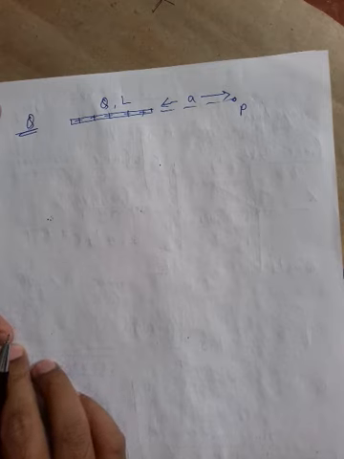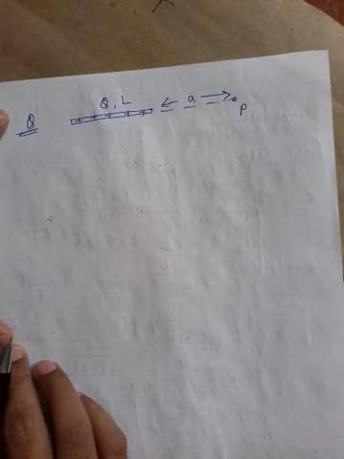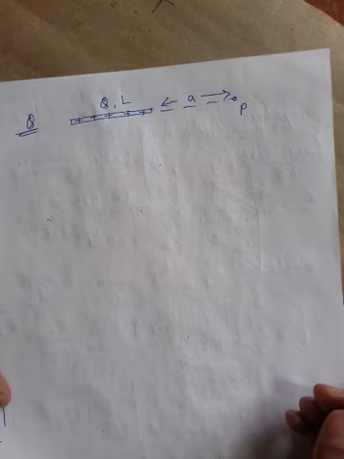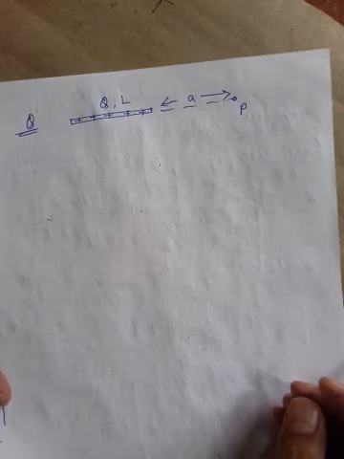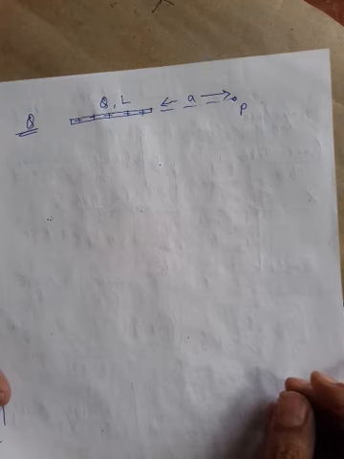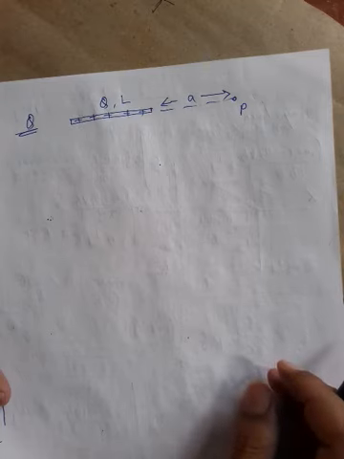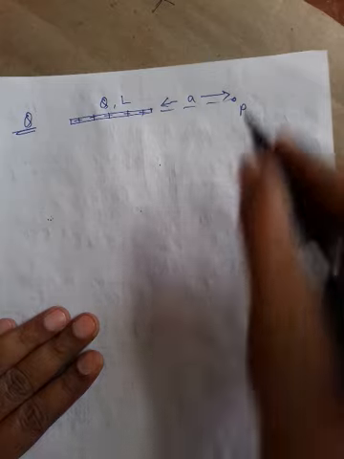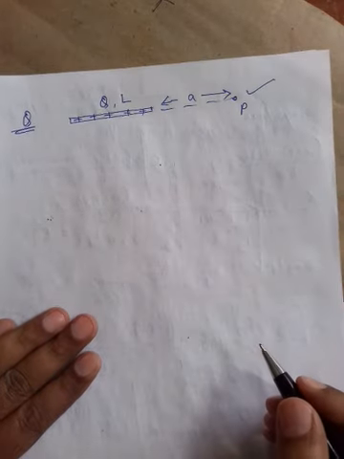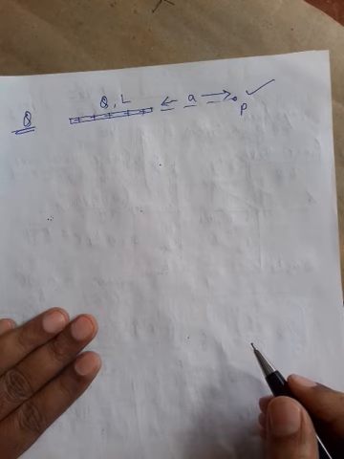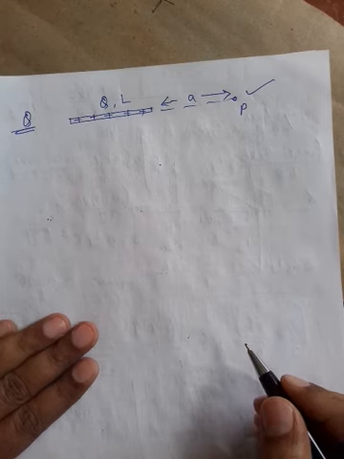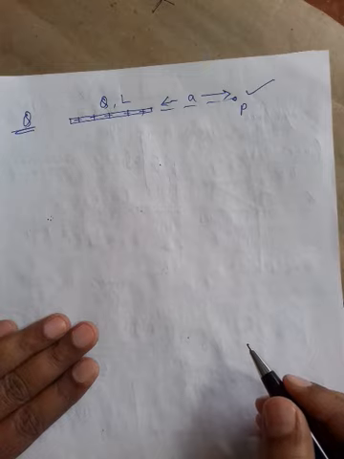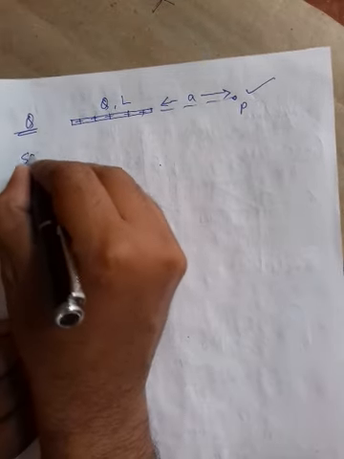Write the question. Figure shows a thin uniformly charged rod of length L carrying charge capital Q. Find electric field at point P at a distance A from the rod. Okay. So question writing is over. I am going for the solution.